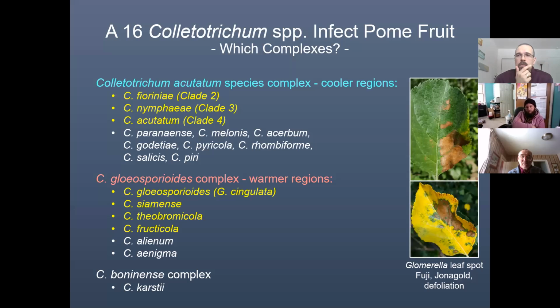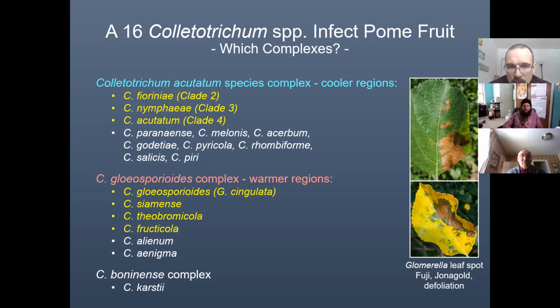So if you look at the overview of different species, this is the literature basically stating that in these three groups that you see here, highlighted in blue font, red font, and white font, these three species complexes are where most of the species that infect apple belong. The first species complex is called the Colletotrichum acutatum species complex, and these species dwell more in cooler regions with temperature optimums around 77 Fahrenheit. And the ones I highlighted in yellow font are the species that have been reported so far in the United States to cause bitter rot on apple.